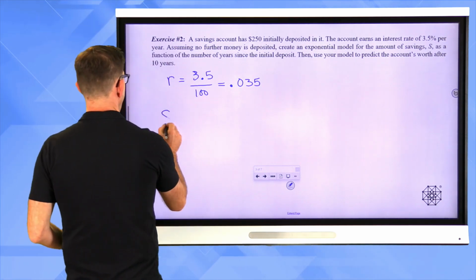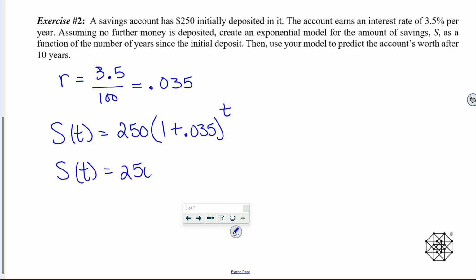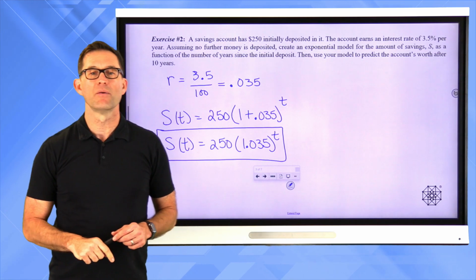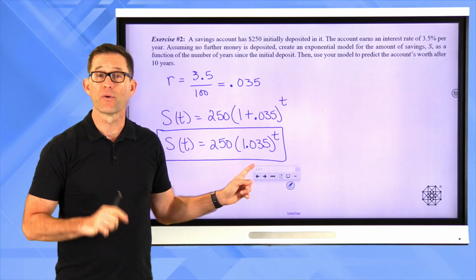So our model now, S of t, will be the amount we start with, 250, times 1 plus 0.035 to the t. I would suggest not leaving it like that, and maybe rewriting it as 250 times 1.035 to the t. So there is our increasing exponential model, right? And we know it's increasing because our base is greater than 1.